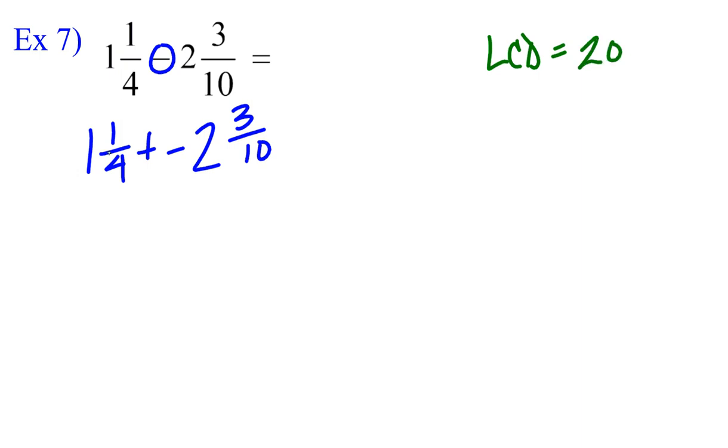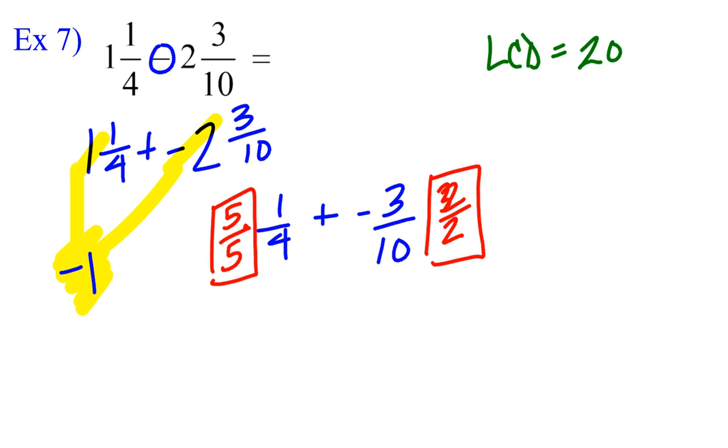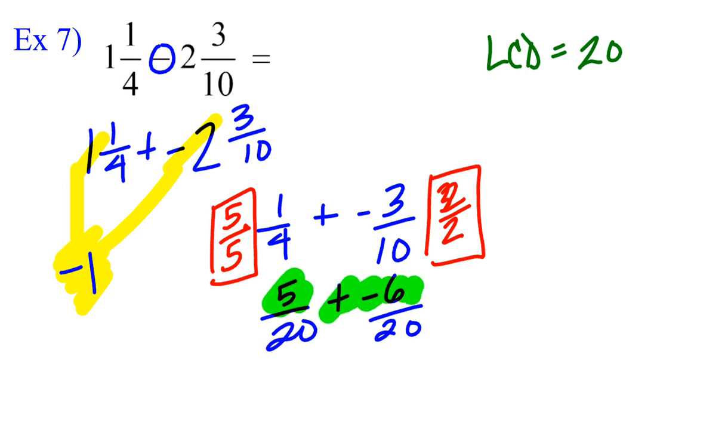So I'm going to set off to the side my 1 and negative 2. I know that 1 and negative 2 will combine together to give me negative 1. And I'm going to fix this 1/4 plus negative 3/10 with that common denominator of 20. So this 1/4 on the left, we're going to have to multiply by 5 over 5 to get that denominator of 20. And over here on the 3/10, we're going to multiply by 2 over 2. What that does for me is now I have 5/20 plus negative 6/20. When I add a positive 5 with a negative 6, I'm going to get negative 1/20.